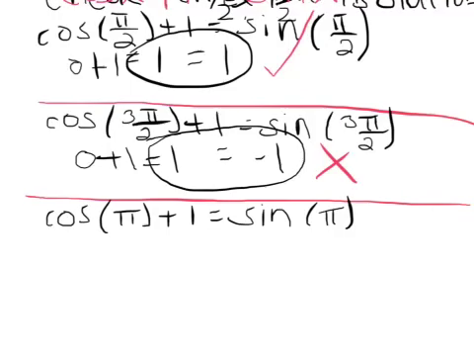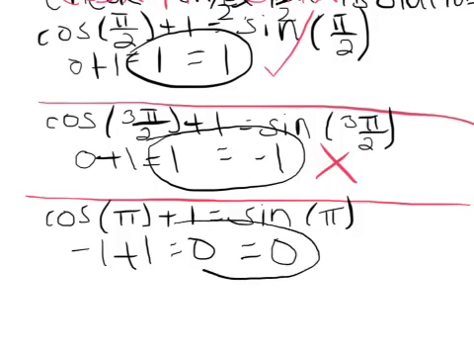Okay, so this is our last one we're checking, and cosine of pi is negative 1. We add 1 and we get 0. And sine of pi is 0. And we get these are equal to each other, so this is a solution that works also. So we found out that 3 pi divided by 2 is an extraneous solution.